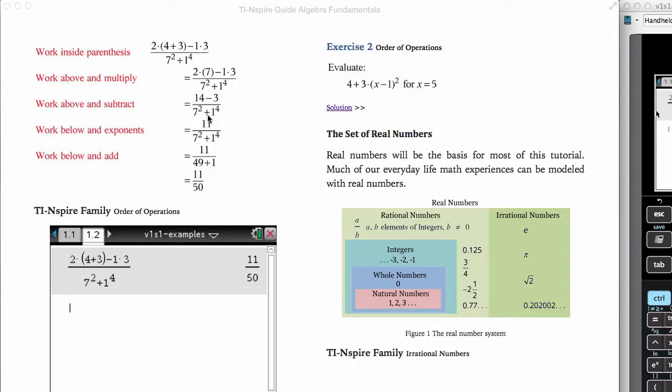Then down here we have addition and exponents. So the two exponents need to be done first, 49 and 1. Then we do the addition and end up with 11 over 50, which is the same answer that we got when we used our particular calculator. Okay, let's go back to the first part of this chapter and start from there.